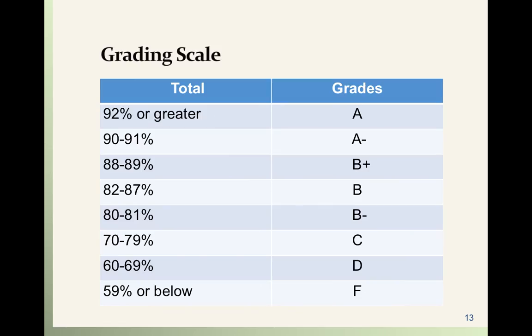Here's the grading scale. 92% and above is an A, and then you see 90 to 91 is A minus, 88 to 89 is B plus, 82 to 87 is a B. You need to get 82% or above, because anything B minus or below, since this is a graduate class, is not a passing grade. So you need to get above 82%. Of course, try for an A, but that's the bare minimum.